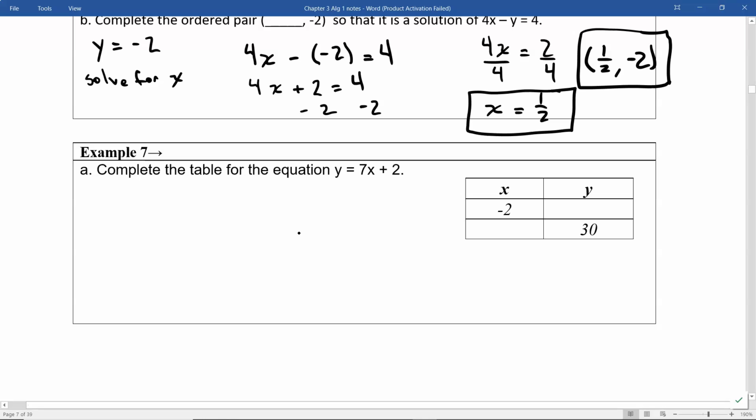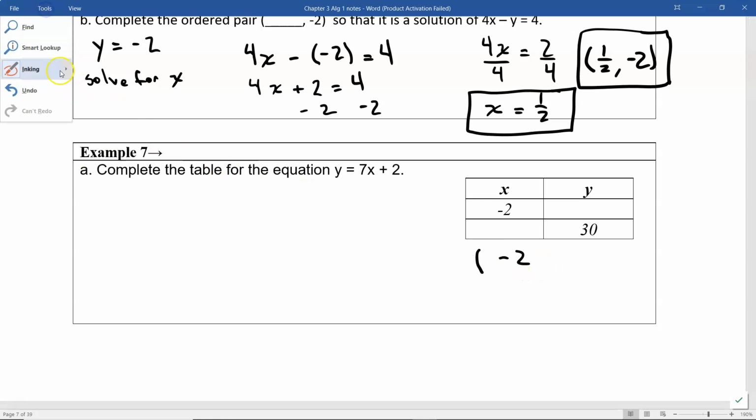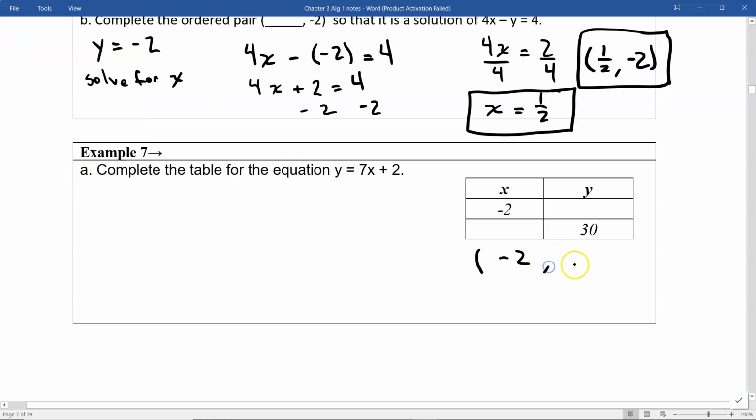Now we move on to a new view of the same type of problem. So we want to complete the table for the equation y equals 7x plus 2. This table is basically taking ordered pairs and stacking them on top of each other. So this is saying we have an ordered pair, (-2, blank). We don't know the y. And then the second row is saying we have an ordered pair, (blank, 30). And we don't know the x.